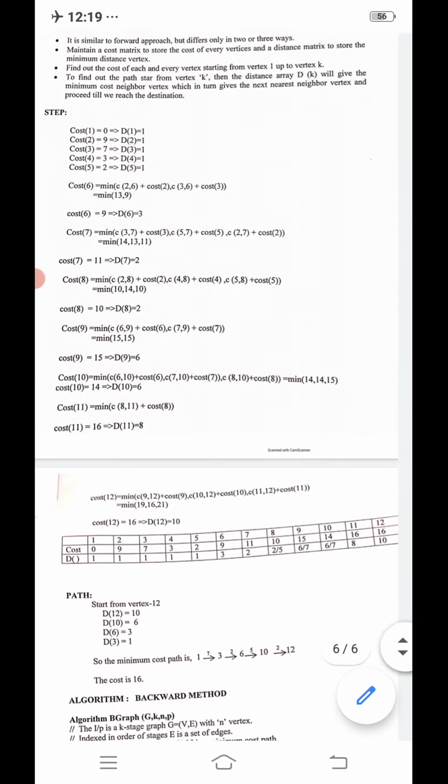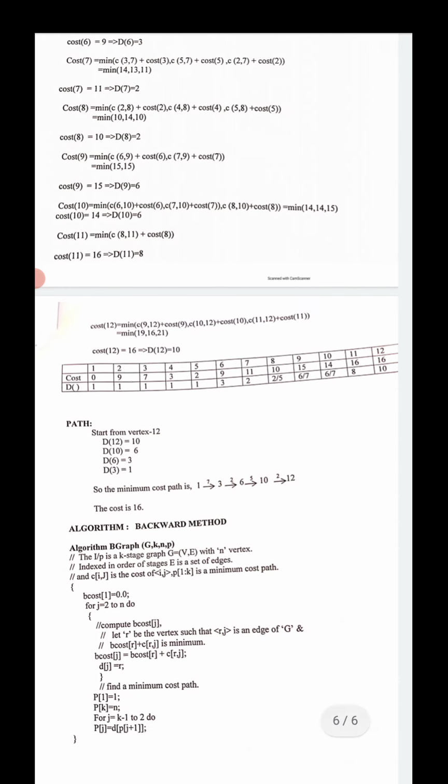Okay, here the path. Now we have to calculate the path. Listen carefully, otherwise we can't understand the path. Starting here, we have to start from vertex 12. Here, all of you look at this, the vertex numbers 1 2 3 4 5 6 7 8 9 10 11 12. Now we get the cost of 1 is 0, cost of 2 is 9, cost of 3 is 7, cost of 4 is 3, cost of 5 is 2, cost of 6 is 9, cost of 7 is 11, cost of 8 is 10, cost of 9 is 15, cost of 10 is 14, cost of 11 is 16, cost of 12 is 16.